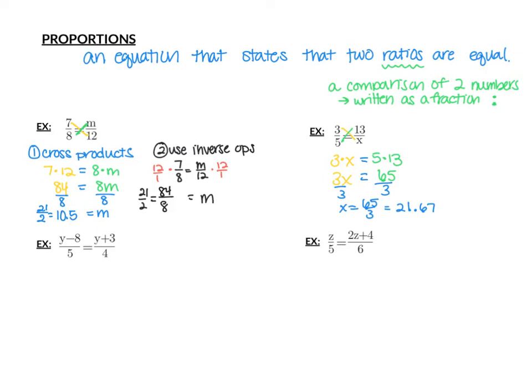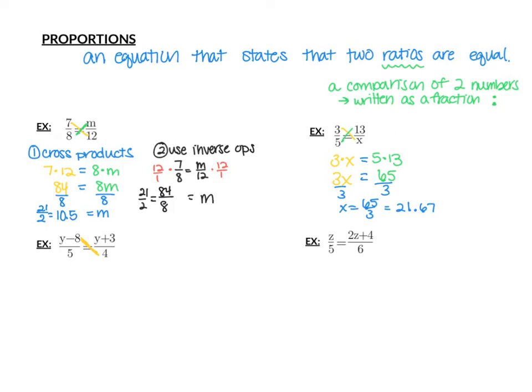Okay, let's look at some that are a little more fun. We are still going to use the idea of cross products, but this time we have a little more baggage that we need to deal with. We notice that both of our numerators have more than just a number or just a variable. In fact, we have an expression. But the idea is still the same. We're still going to use cross products. So I'm still going to multiply these two that are across from each other.